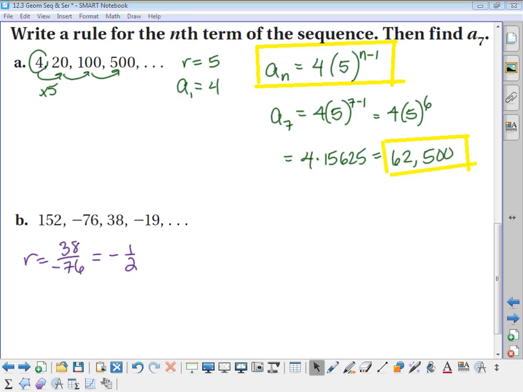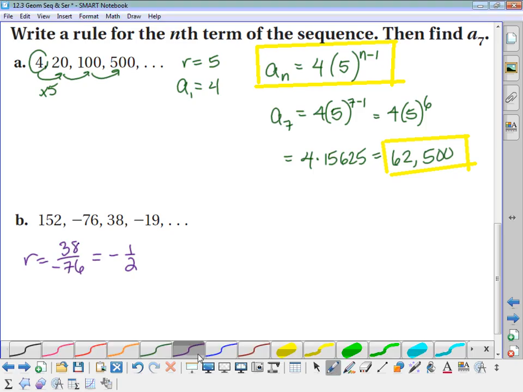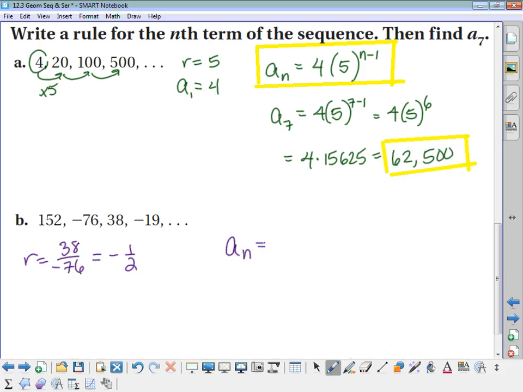All right, so what did you guys get for the rule? Okay, let's write the rule first. So a sub n is going to equal, what was my a sub 1? 152, and my ratio of negative 1/2 to the n minus 1. All right, and then when we plug in the 7, we get negative 1/2 to the 6th power.